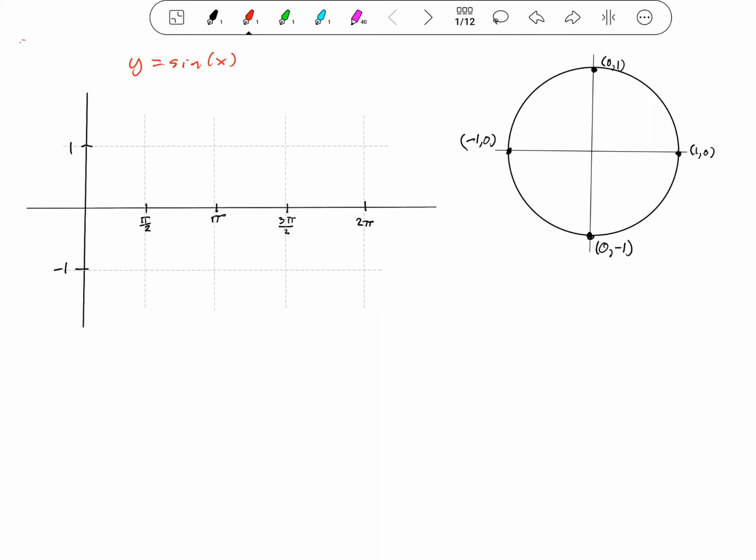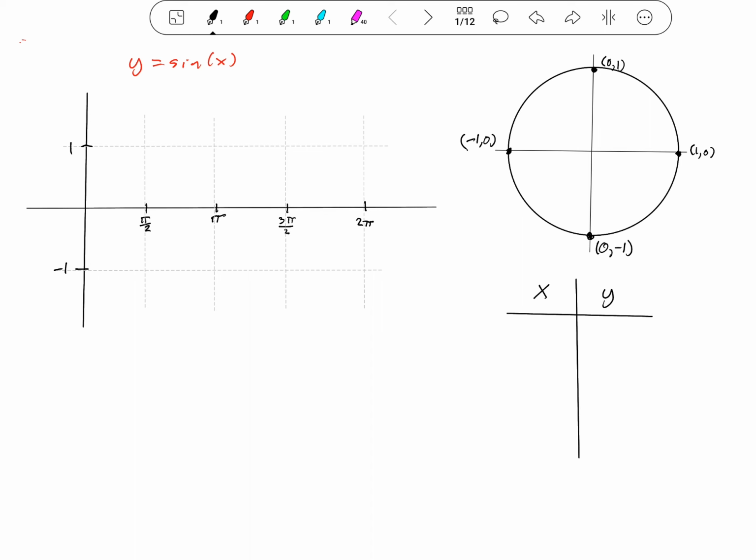So sine of 0 would be 0. Sine of pi over 2 would be 1. Sine of pi would be 0, etc. And so if we're graphing this, there are specific x values that we would like to have. So I'm going to start with a chart. And in this chart, we're going to have x and y.